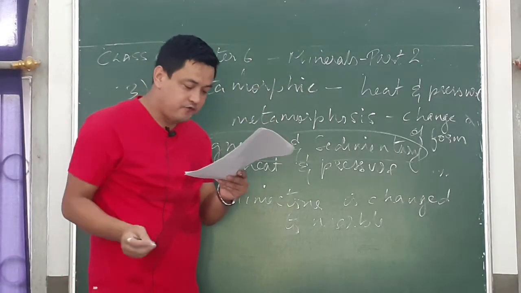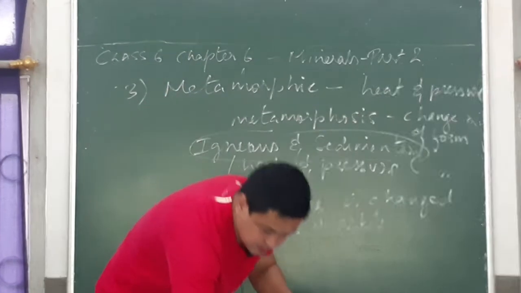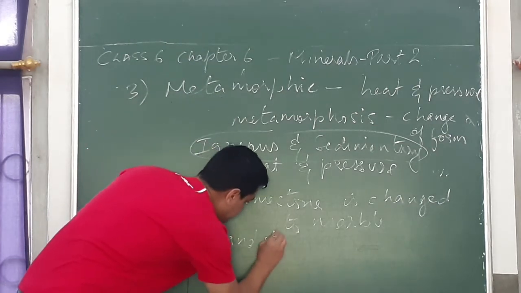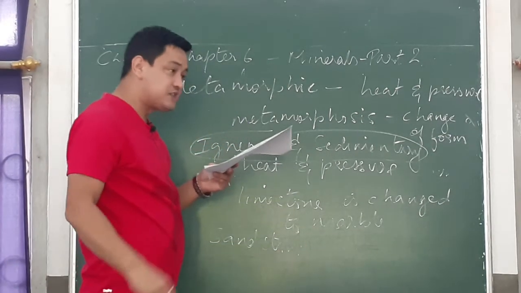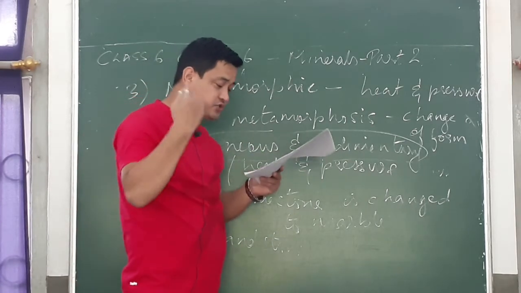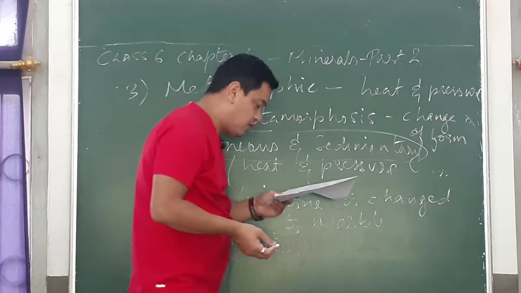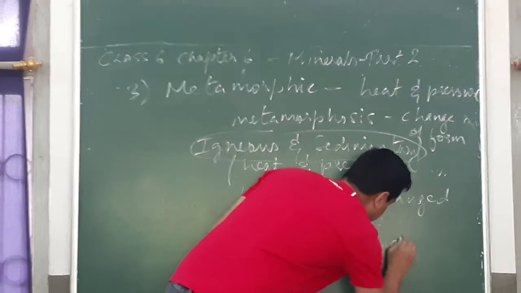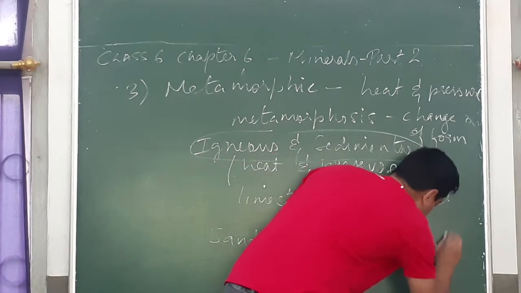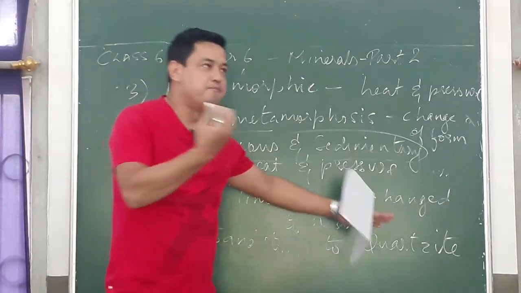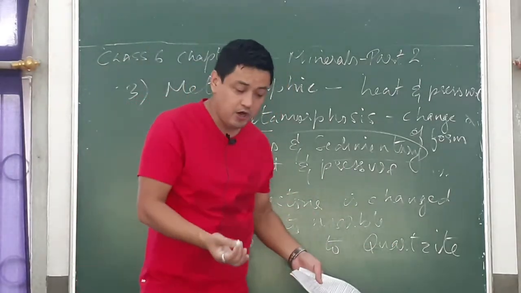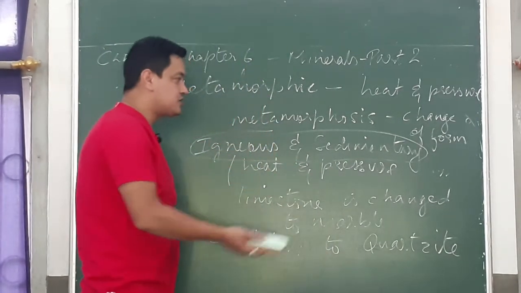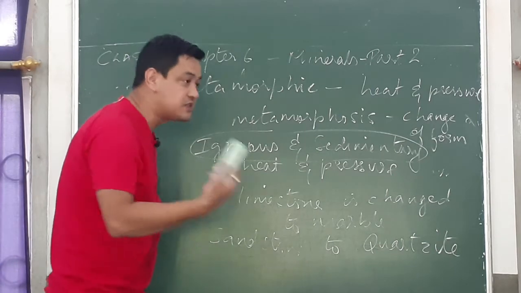Let's take an example of another rock also here. Let's take sandstone. Sandstone is also a sedimentary rock which is changed to quartzite. Now quartzite is basically a metamorphic rock, but sandstone is a sedimentary rock. It is changed by intense heat and pressure. So basically from the igneous rock and the sedimentary rock, a metamorphic rock is formed.